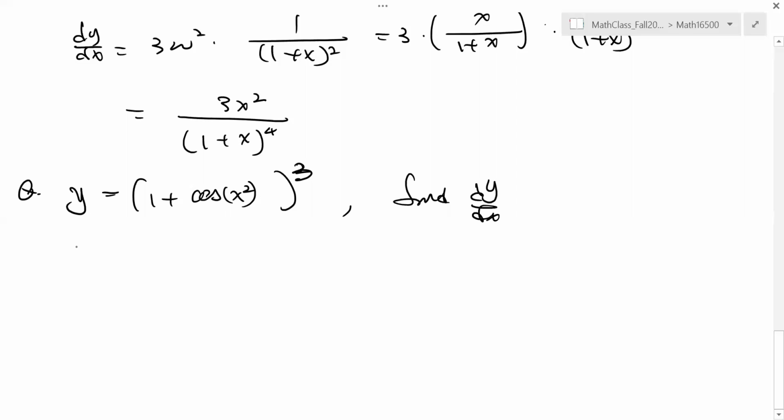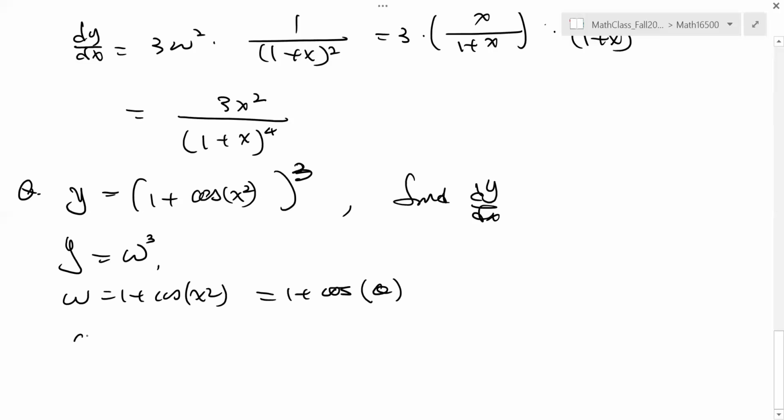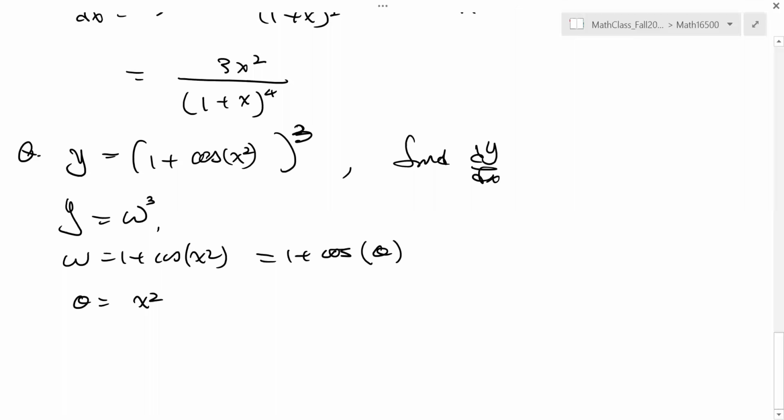Then you let, first of all, it looks like a power function for w. Then w is going to be 1 plus cosine x squared. But I don't like x squared there, so I'm going to write 1 plus cosine theta. How about like that? Then theta is going to be x squared. So the relationship between theta and x is simple, theta equals x squared. The relationship between w and theta is also simple, 1 plus cosine theta.